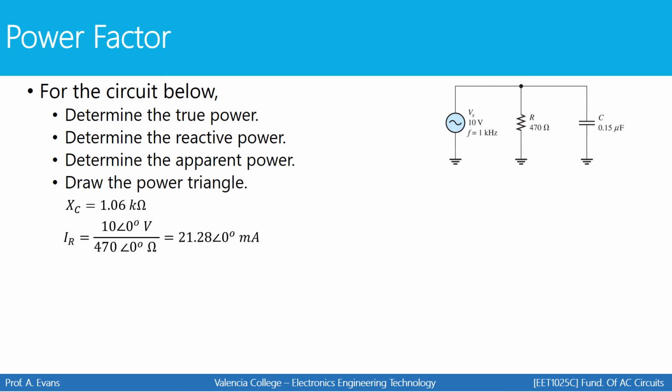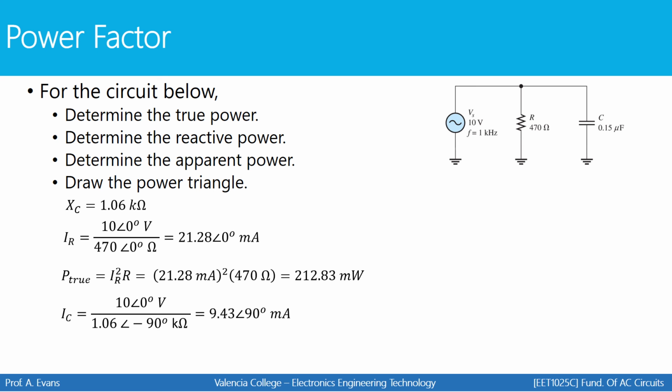Then we're going to find the current through R using Ohm's law, voltage divided by resistance. Then we're going to use the current through R to find the true power. Remember, the true power is the current through R, not the total current in the circuit. Since this is a parallel circuit, we're not using the total current. We're using the current through R squared times R.